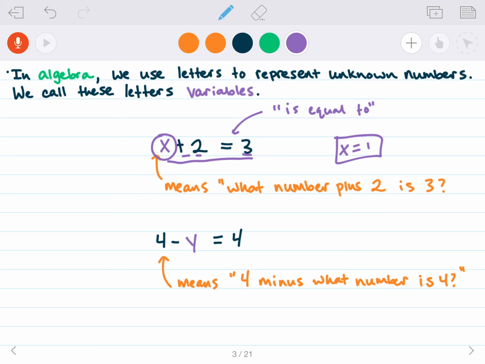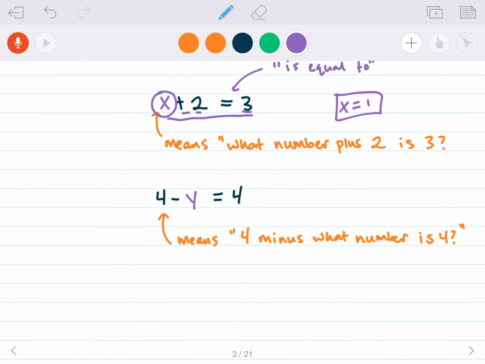All right, how about the next one? 4 minus y equals 4. So y is our variable, that's our unknown number. We're trying to find it. So 4 minus what number is 4? Well, that number has to be 0. 4 minus 0 is 4, and there's no other number that will make this statement true, make this equation true.